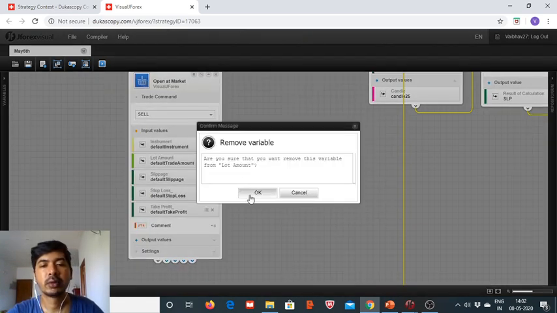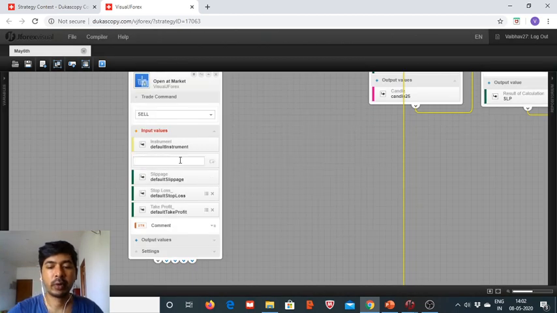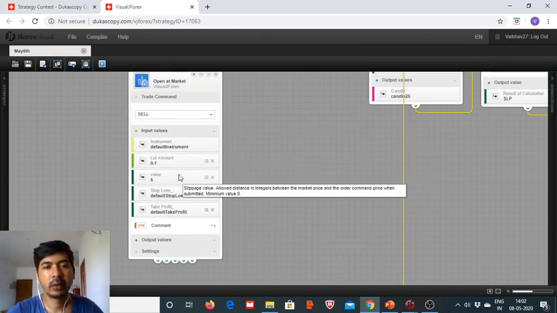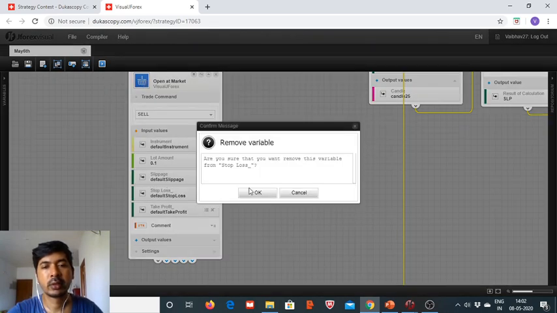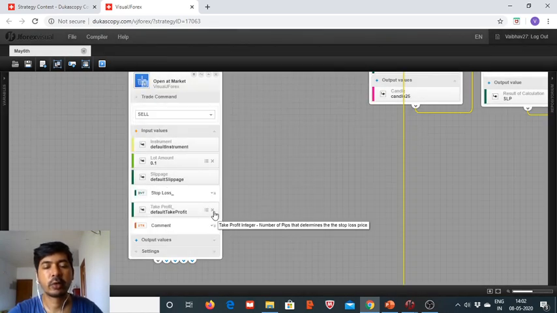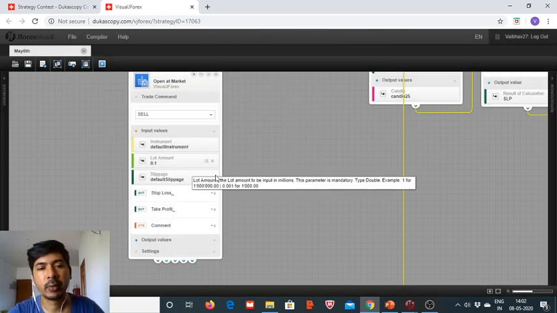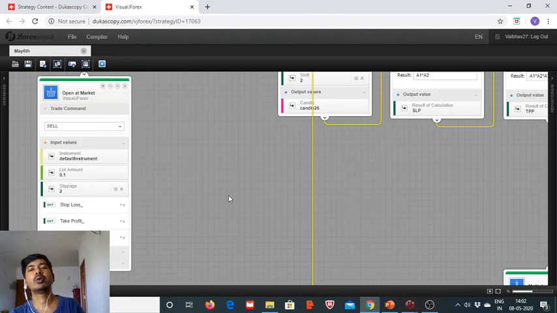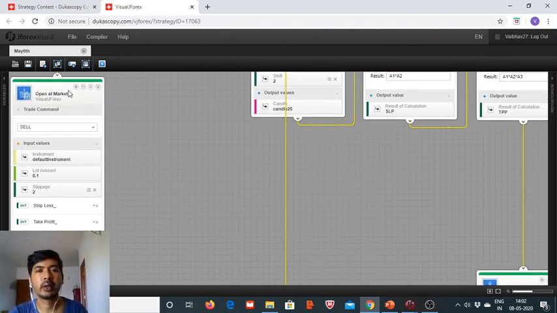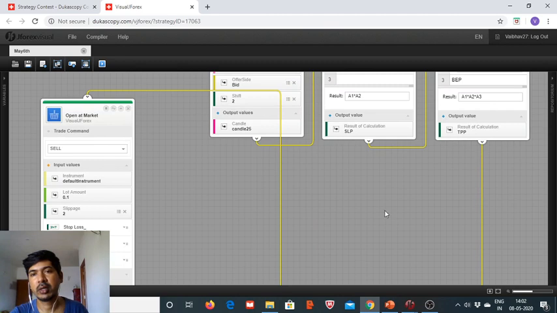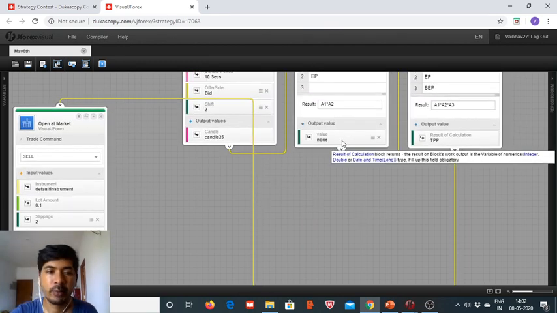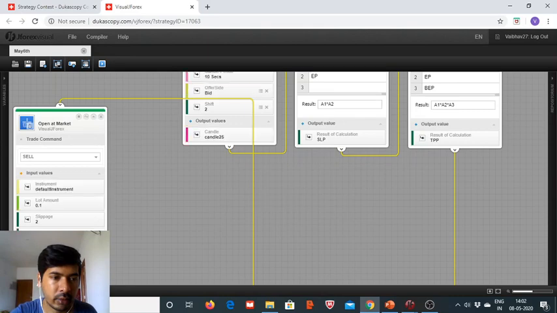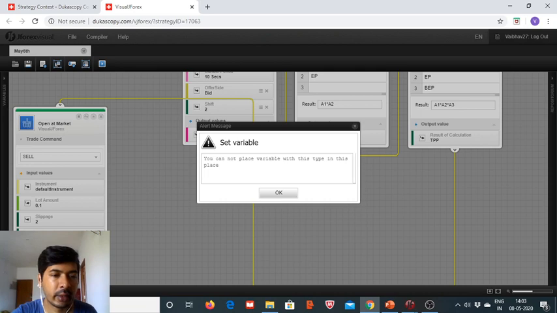Trade amount will be defined at 0.1 million. Stop loss is dynamic. Take profit is also dynamic. Slippage is going to be of 2 pips. And now we need to use our stop loss and the take profit calculations. The SLP will be our stop loss and the DPP will be our target price.